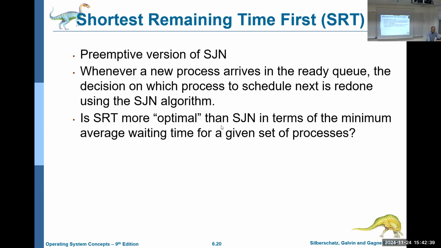So is shortest remaining time more optimal than shortest job next in terms of the minimum average waiting time for a given set of processes? We already said that shortest job first is optimal. Could it be that this preemption is more optimal? No? Well, in what case would it be better? It depends which one's shorter. We're asking, is shortest remaining time better? And you're saying it depends, which means you'd say it could be. So when could it be better than shortest job next?